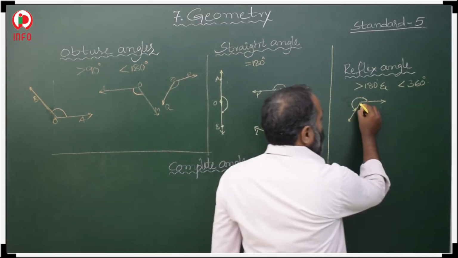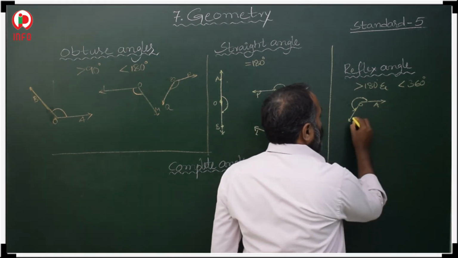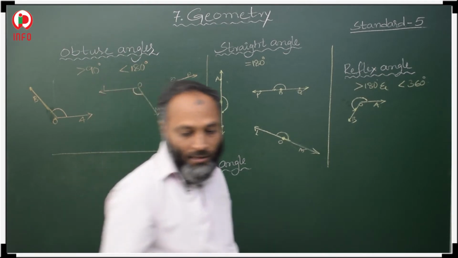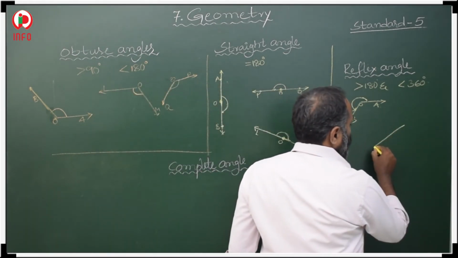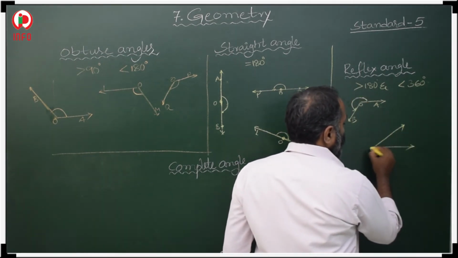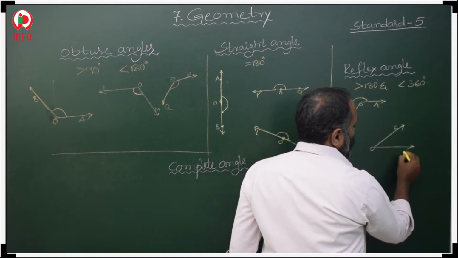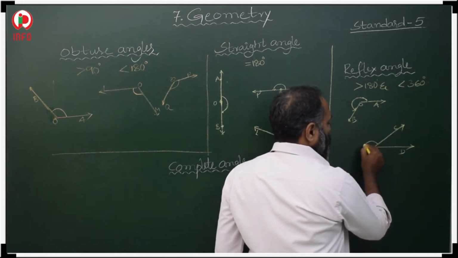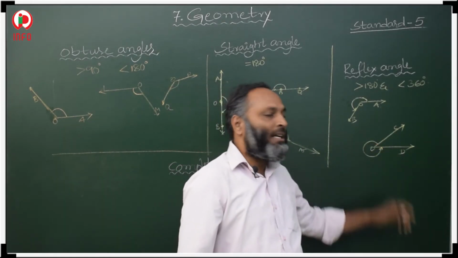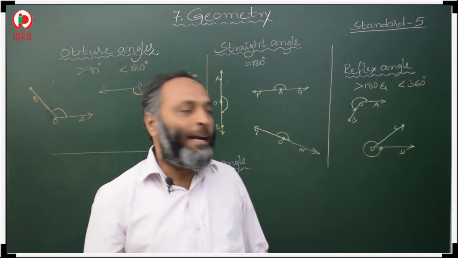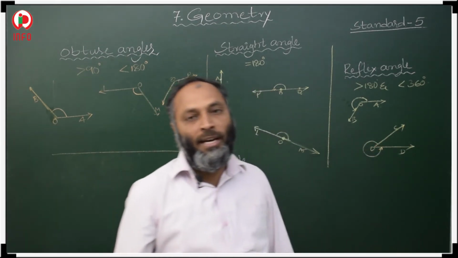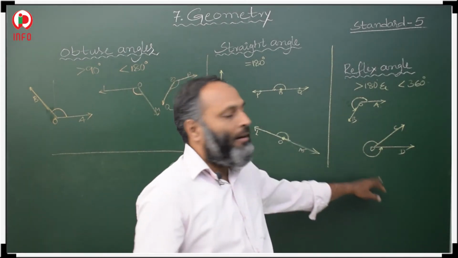So these two rays are OA and OB. This is a reflex angle. Suppose one more. This is one ray, this is another ray, here O, here C, D. So this is a reflex angle. We have to show the outside angle. Don't show inside. If you show inside, that is an acute angle. So for a reflex angle we have to show outside.